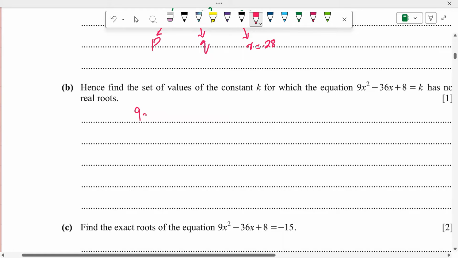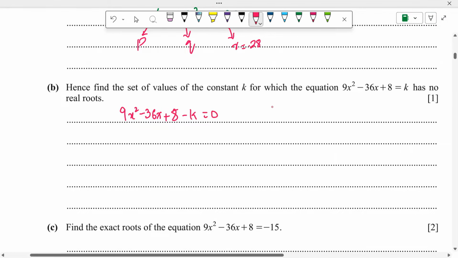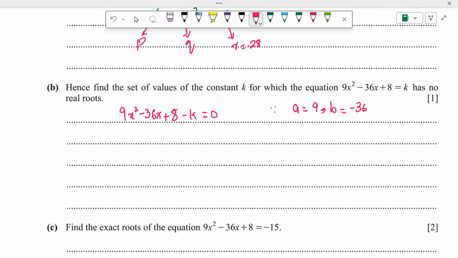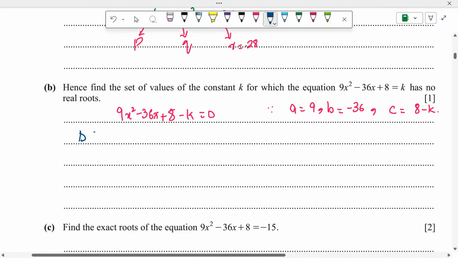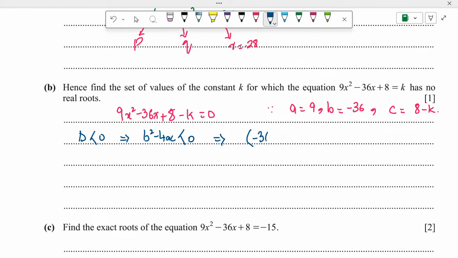We have the equation 9x² − 36x + 8, and when we switch k to the left side, it will be − k = 0. In this case, a is equal to 9, b is equal to −36 and c is equal to 8 − k. The discriminant should be less than 0, which means b² − 4ac should be less than 0. Plugging in the values of a, b, c, we will have (−36)² − 4 times 9 times (8 − k) less than 0.